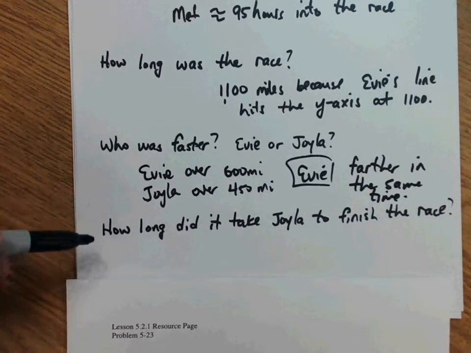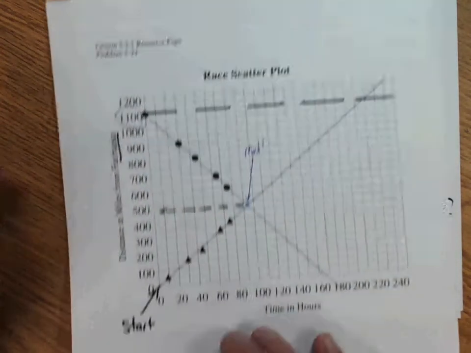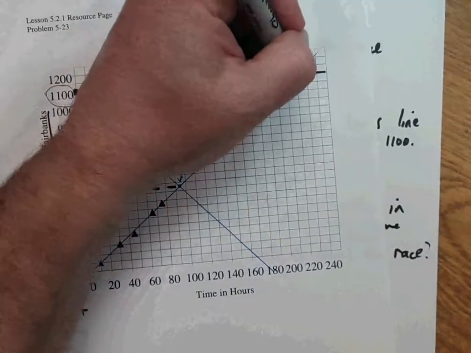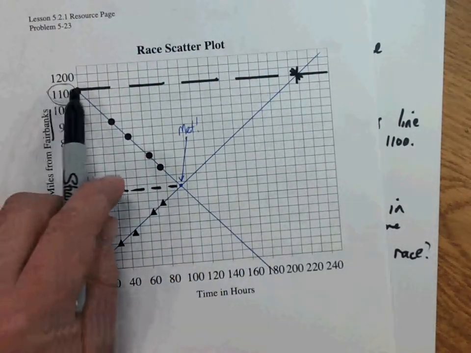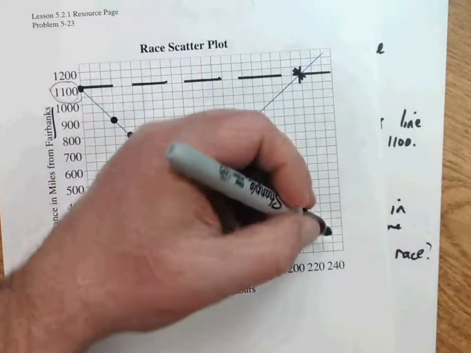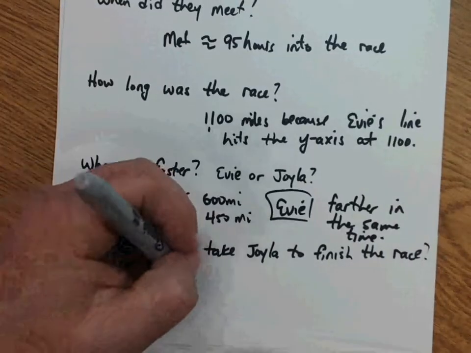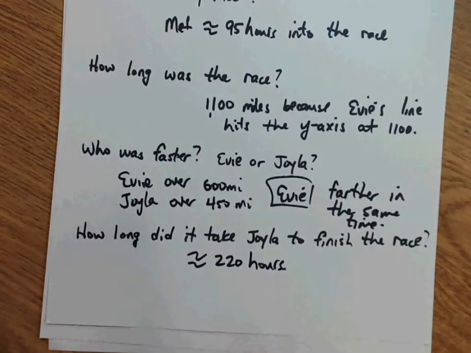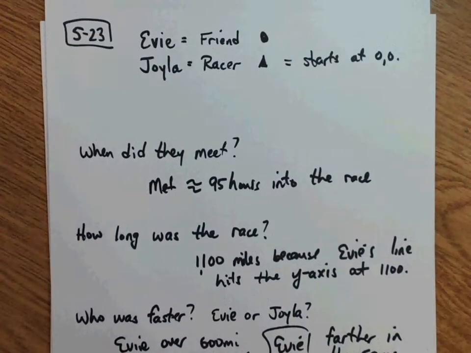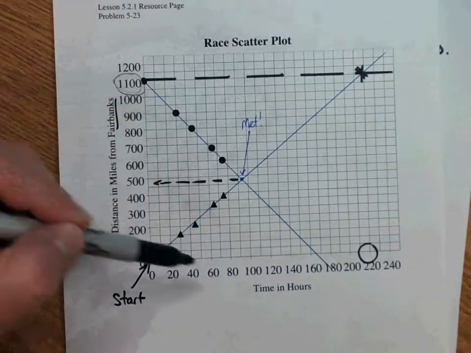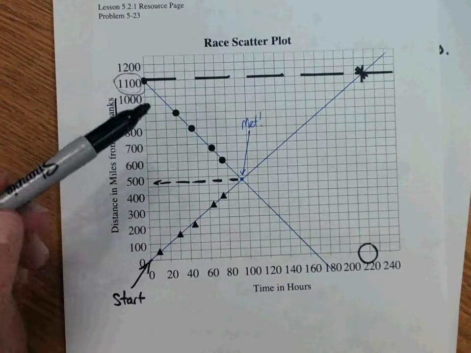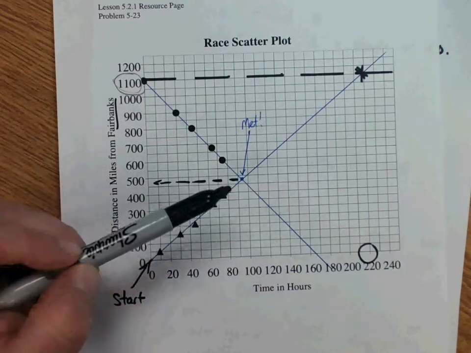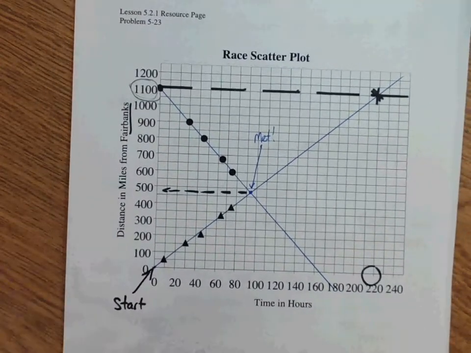Last question. How long did it take Joyla to finish the race? Well, if Joyla continues on her pace, we're looking at right here where it hits the finish line of 1,100 miles, and it appears like the answer is going to be about 220 hours. Okay, so that's a pretty tough question. It's a good one to get comfortable with systems of equations. And systems of equations just means multiple lines and what they stand for and what they mean when they cross. That is problem 5-23.